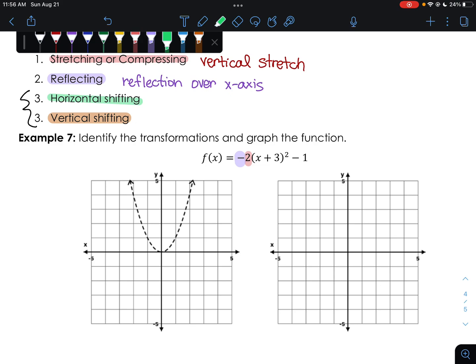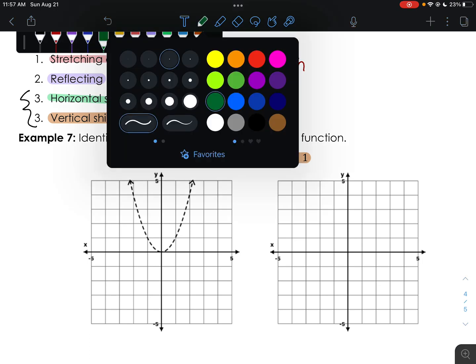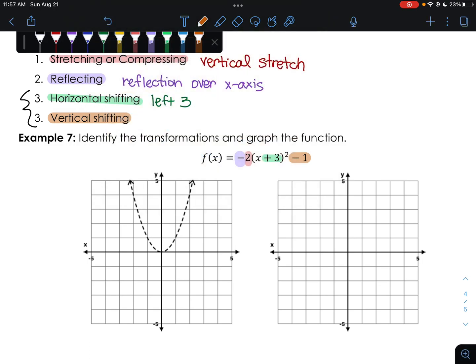Then I see that there is a +3. So since it's on the inside, I know it's acting opposite. So this is going to the left 3. And then I notice that there is a -1. And that tells me that it is going down 1.